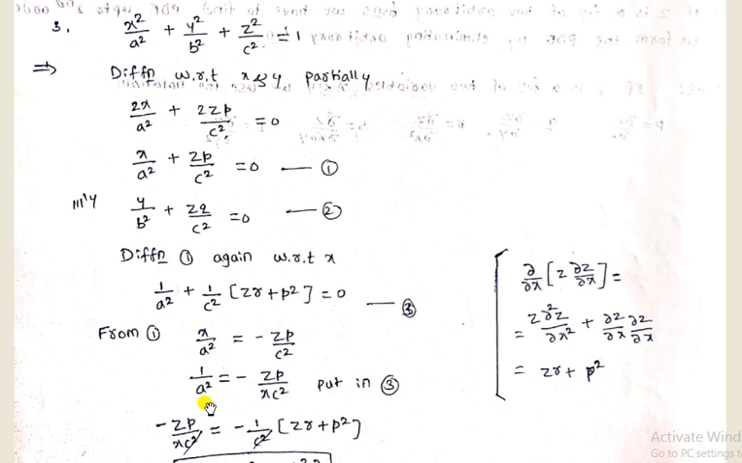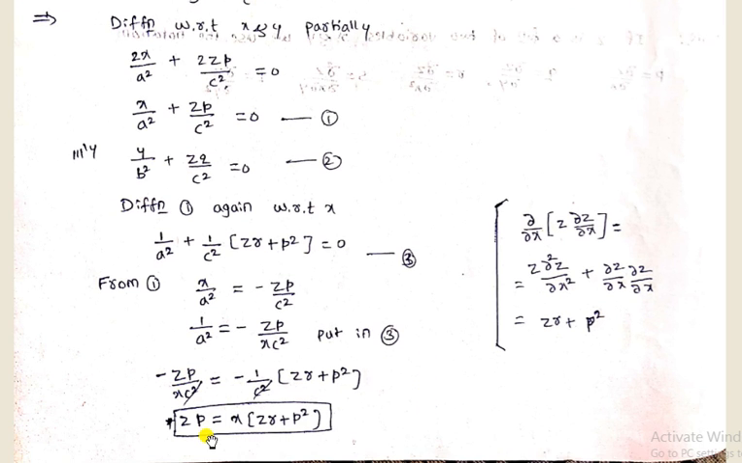So now substitute 1 by c square in equation number 3. So minus zp divided by x into c square plus minus 1 by c square zr plus p square. So 1 by c square is common on both sides. By multiplying by c square on both sides, cancel 1 by c square here, and the remaining term is zp is equal to x into zr plus p square. So this equation is free from arbitrary constants a, b and c, which is the required solution of the PDE.